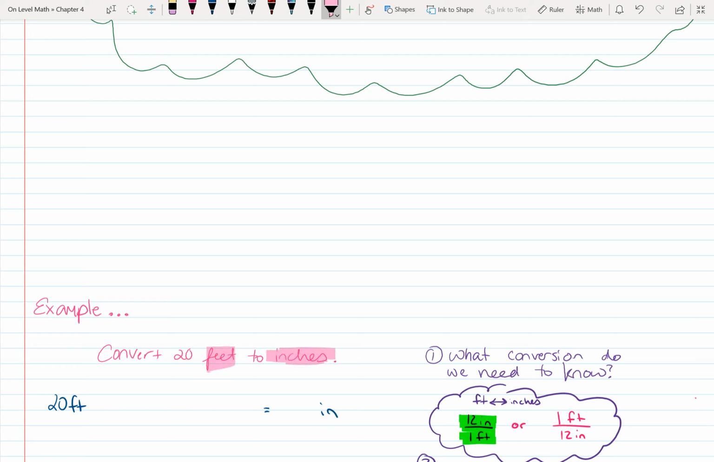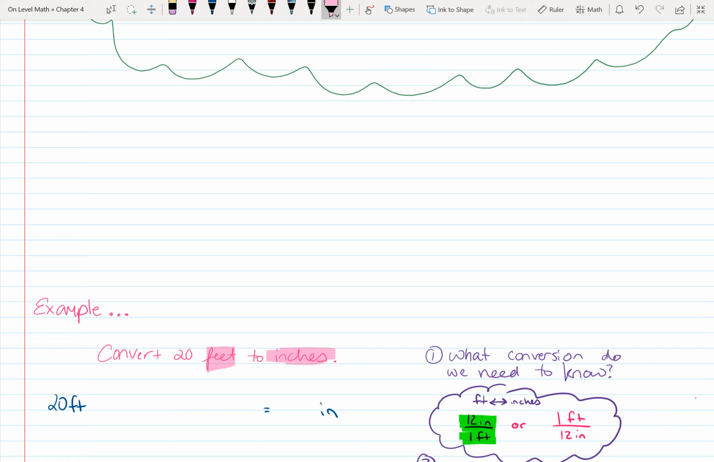Look at page 290. And look for your units. So I see feet, 1 foot is 12 inches, and hopefully we already knew that, right? So that's what we need to know. That's what we are converting, feet to inches.